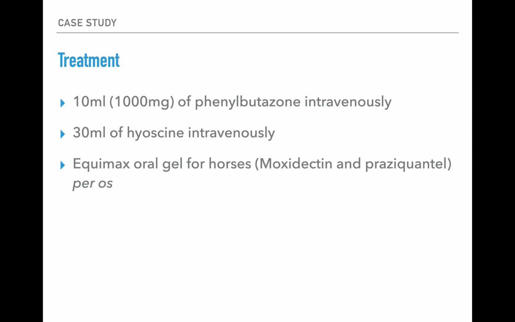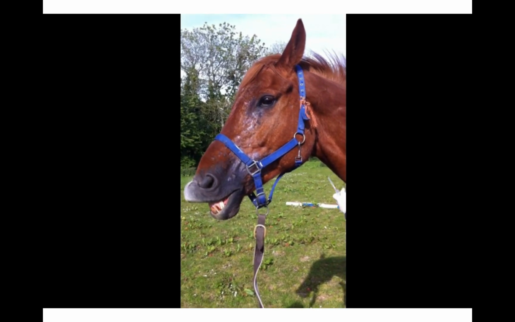So in this case, we're going to give the animal 1,000 milligrams of phenylbutazone intravenously for pain relief, along with 30 mils of hyoscine, which is a smooth muscle relaxant. It's short acting. It will help the abdominal discomfort to pass and reduce that hypermotility in the intestine. And then we're going to give him Equimax oral gel for horses. In this case, that's a combination of moxidectin and praziquantel, and praziquantel is the ingredient that will specifically target and kill equine tapeworms.